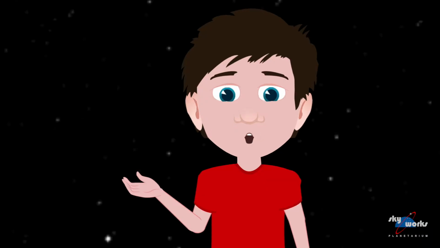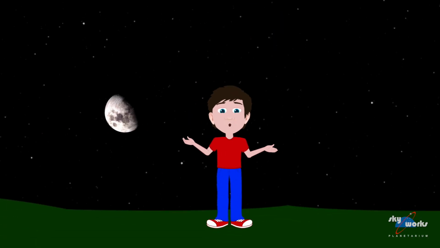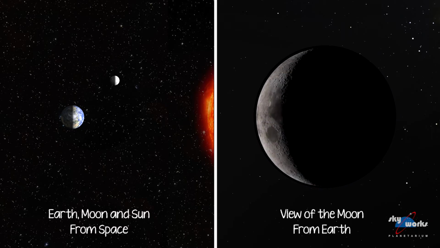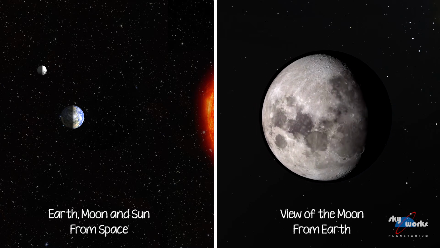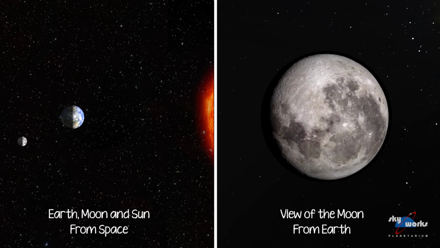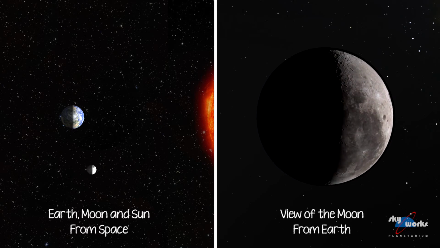But of course, our actual viewing position isn't from out in space. We see the Moon from here on Earth. So depending on the angle of the Moon compared to the Sun, the Moon will appear differently as more or less of its daytime side becomes visible. Although the Moon goes through a continuous cycle, there are 8 specific phases that are defined by name.